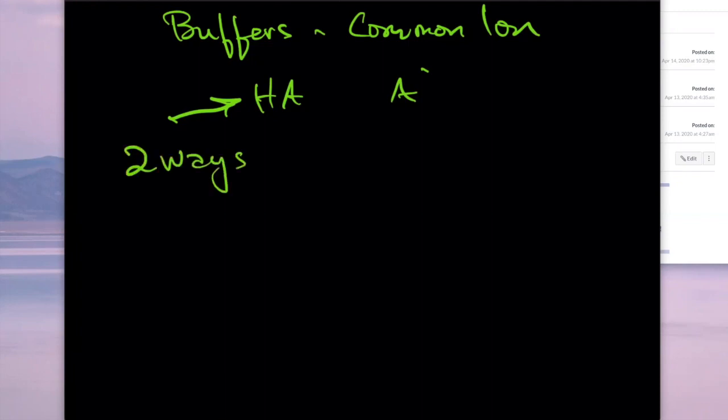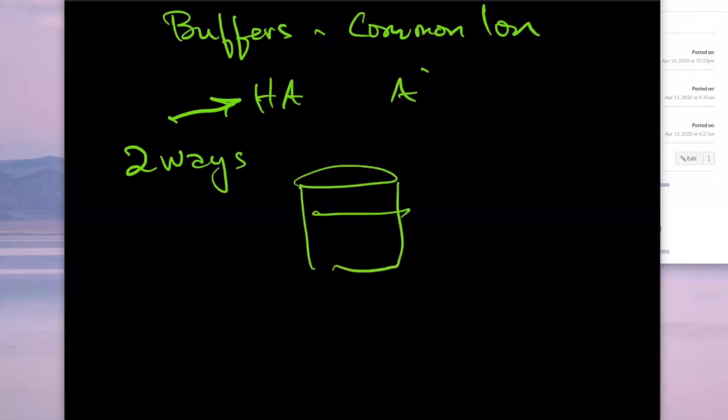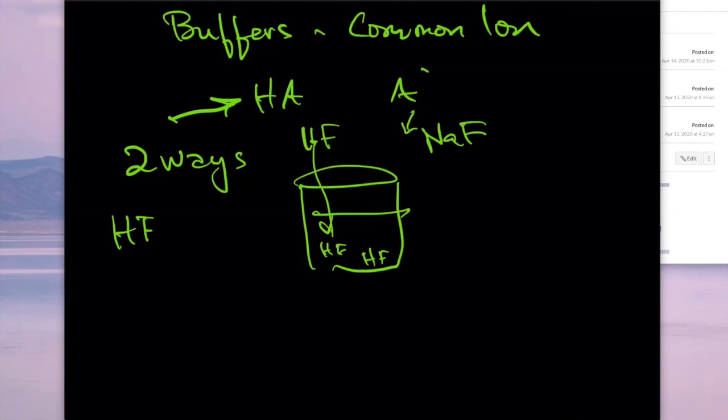The first way is by taking an acid. Let's take HF as our example, and we put HF in here. So we're going to have a certain concentration of the weak acid in our beaker. How do we introduce the conjugate? Well, we introduce the conjugate as its salt, NaF. The sodium will be a spectator, but the F minus will go in here. And now what you have is a solution that has both conjugate pairs.